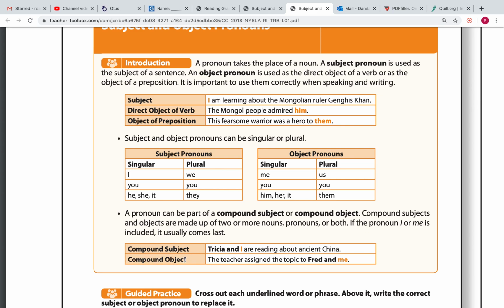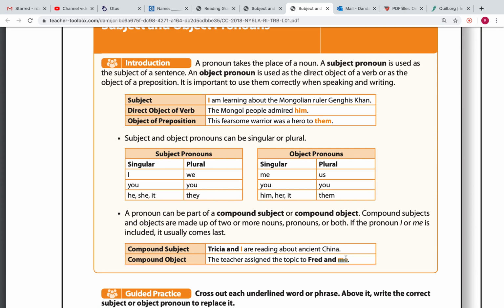Compound object. Let's see what that looks like in a sentence. The teacher assigned the topic to Fred and me. So in this case, the compound object is me, right? In this case, we would use the word me because something is being given to me. It's not me doing something, right?